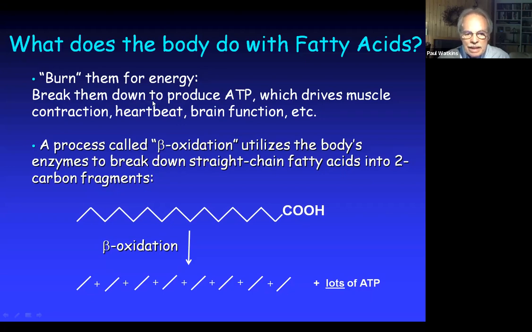And the process of fatty acid breakdown to produce energy is called beta oxidation. Now, you don't have to know what that means at this point, but it's just the term for the breakdown of a straight chain fatty acid into smaller molecules, smaller two carbon fragments, and the release of lots of ATP, which can be used to drive many biological processes. So in the process of beta oxidation, enzymes will break the bond between every two carbons, releasing small two carbon fragments, breaking down the fatty acid, releasing lots of energy.